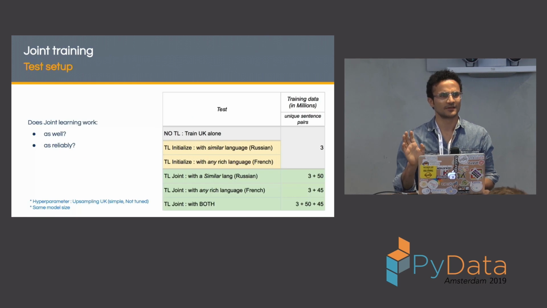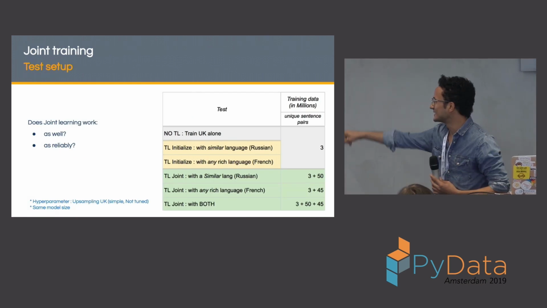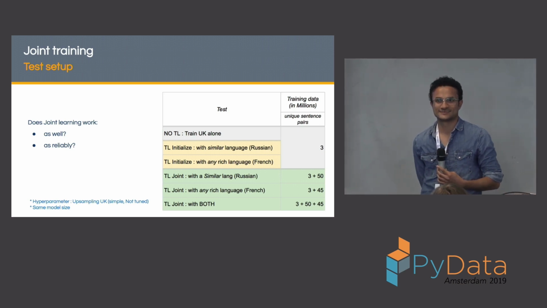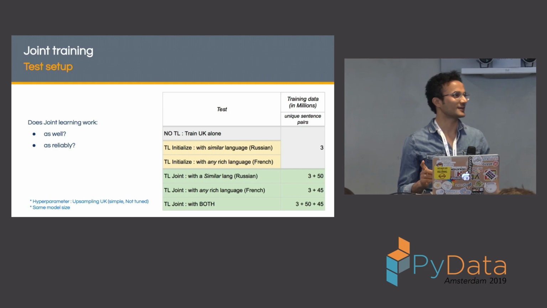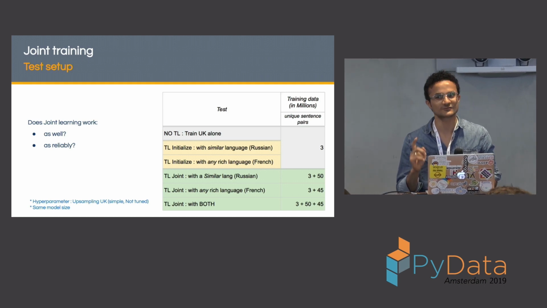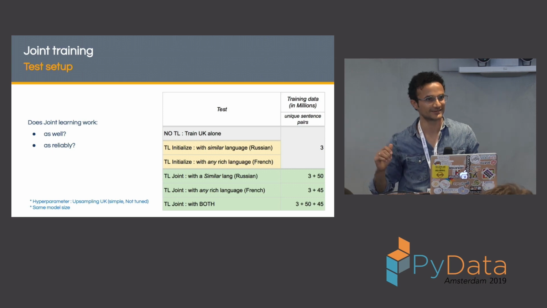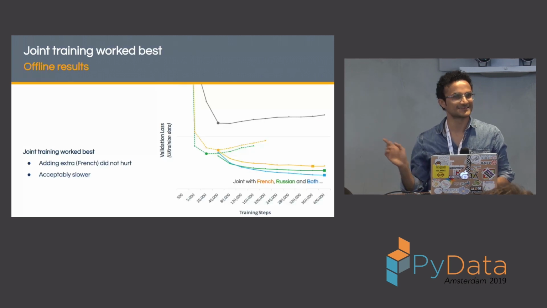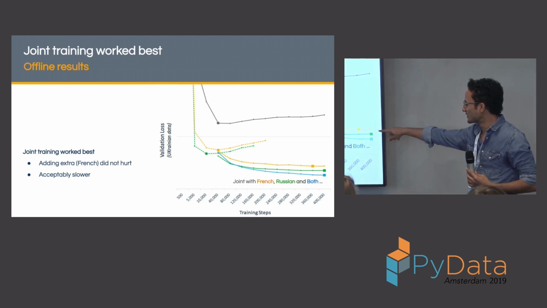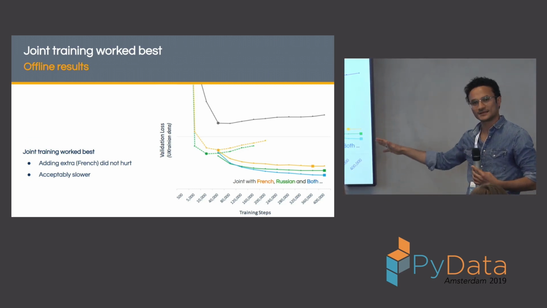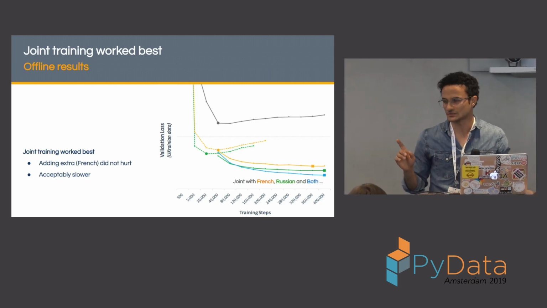Oh, by the way, any intuition which one is going to work best out of the 3 tests? The both. If the both works well, I think it is good news. So that's what I'm also hoping for, because then we can think of training 9 languages together. And it does. So both in blue versus Russian and French, everything is working, but both does not do worse than just Russian alone, which is good news.